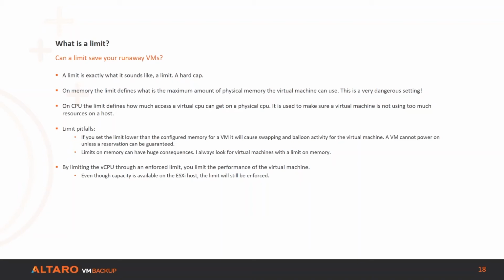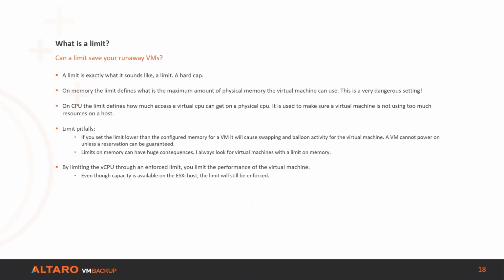A VM cannot power on unless a reservation can be guaranteed. So if you say, I want this VM to have X amount of gigahertz, and that can't be promised, then it doesn't power on. Okay. So limits on memory can have huge consequences. If I'm troubleshooting, I will look to see if I have individual VMs that have limits.